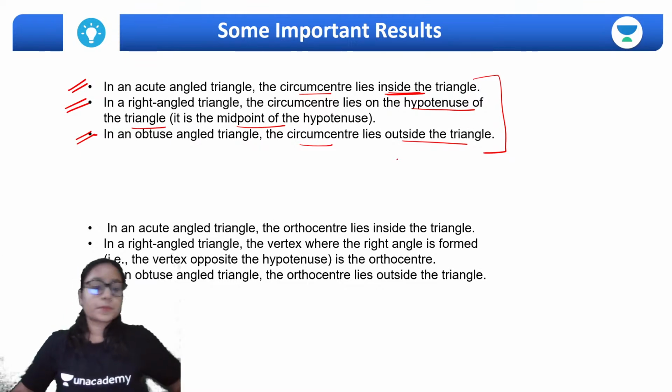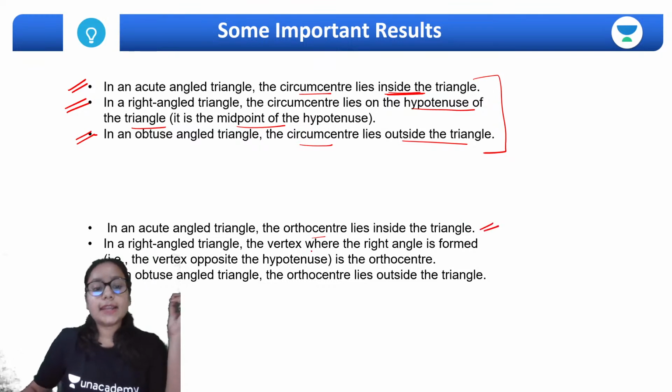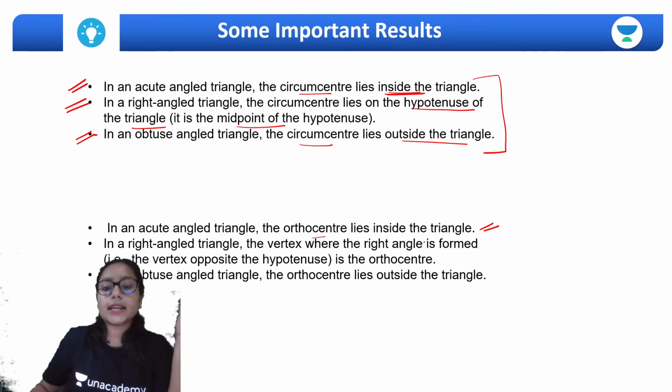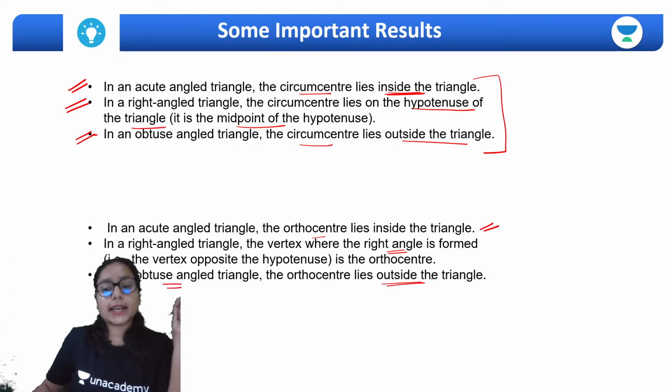Hi Nidhi. In an acute angle triangle, orthocenter lies inside. In a right angle triangle, orthocenter lies at the vertex of the right angle. In an obtuse angle triangle, orthocenter lies outside the triangle.